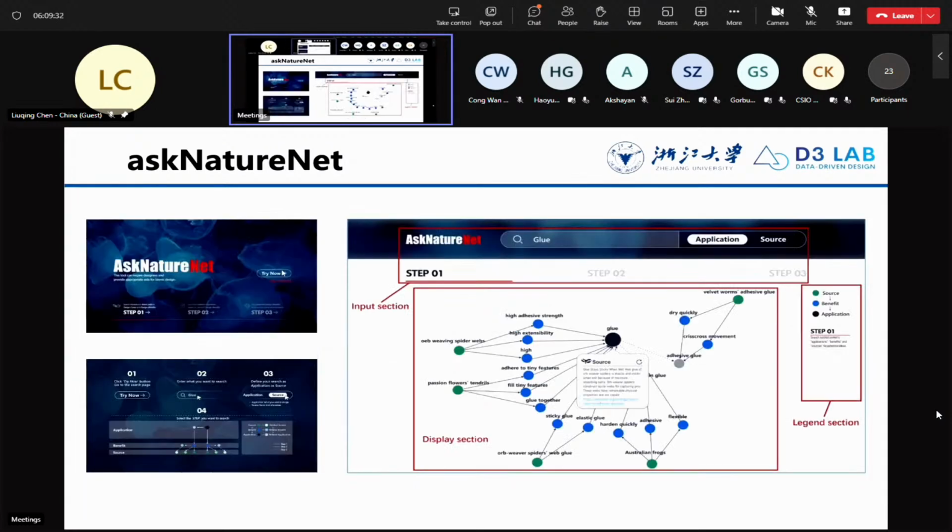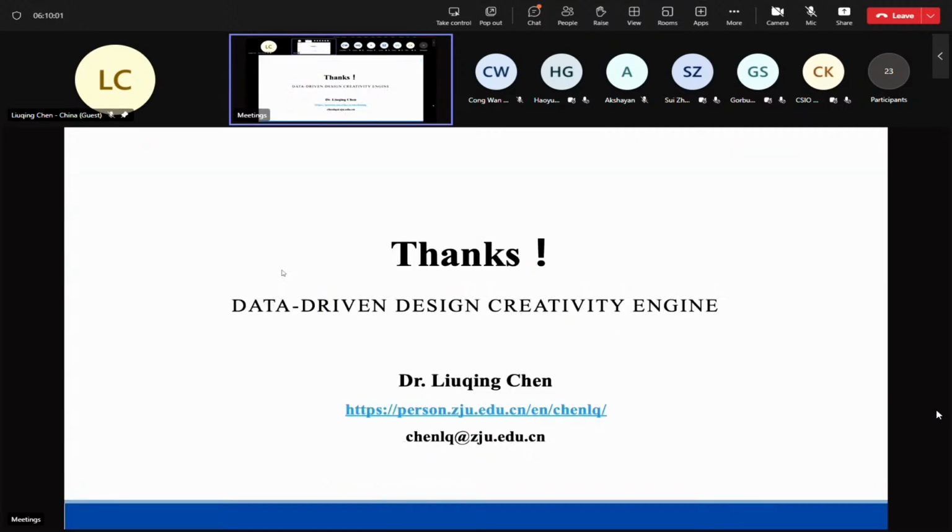AskNatureNet is an easy-to-use bio-inspired design creativity engine. It provides a visualized interface and implements advanced models to discover the hidden connections between biological source to potential applications. We will put this tool available online and release its database soon. Taking the advantage of big data and artificial intelligence, creativity can be promoted in a more efficient and enhanced way.